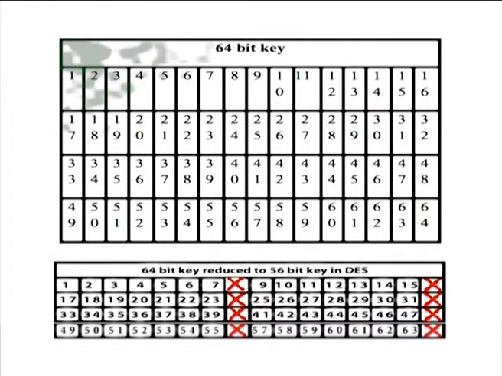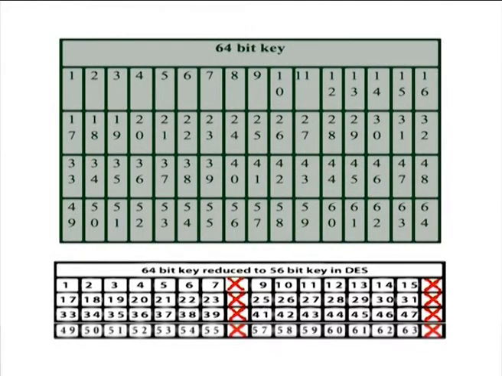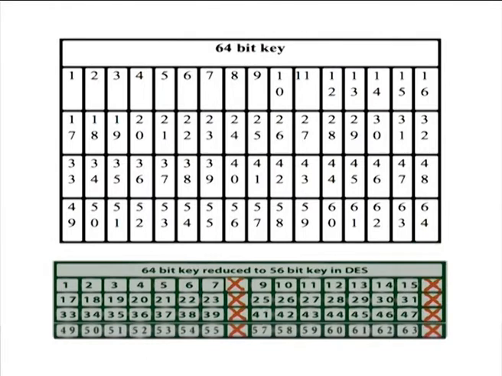Now, let us see how the key is transformed in each cycle. The 64-bit key immediately becomes a 56-bit key by deletion of every 8th bit. The key is reduced from 64-bit to 56-bit by dropping the 8th, 16th, 24th, 32nd, 40th, 48th, 56th and 64th bit. These bits are parity bits that carry no information in the key.